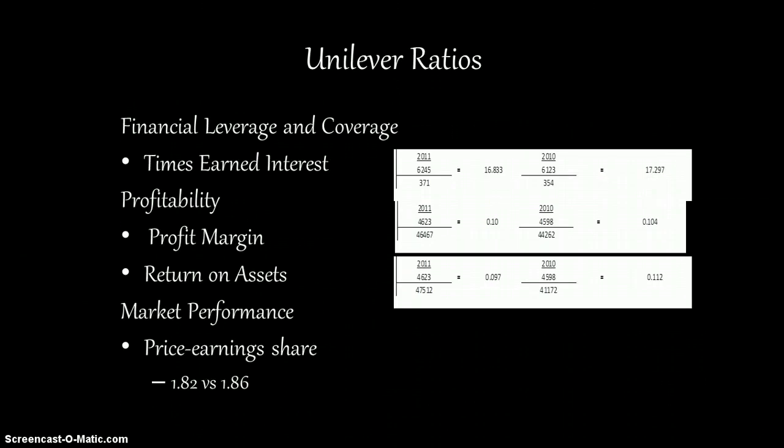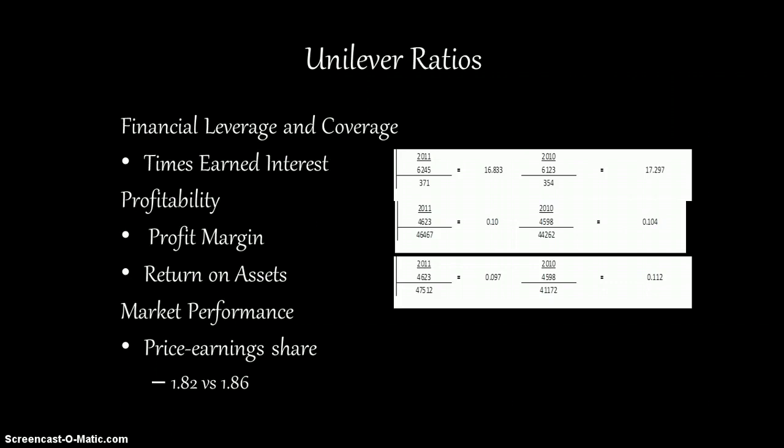Unilever's financial leverage and coverage for times earned interest shows that Unilever covers its interest bills 16.83 times over for the year 2011. Their profitability margin is 10%, meaning for every dollar in sales, they earn 0.10 in profit, and this is a good profit. For 2011, Unilever has a 9.7 return on assets. For every 1 euro, Unilever receives 0.97 of 1 euro. Unilever uses its assets in an efficient way to generate profit.